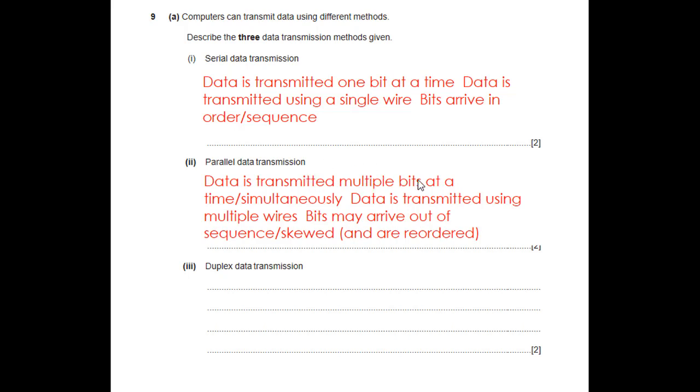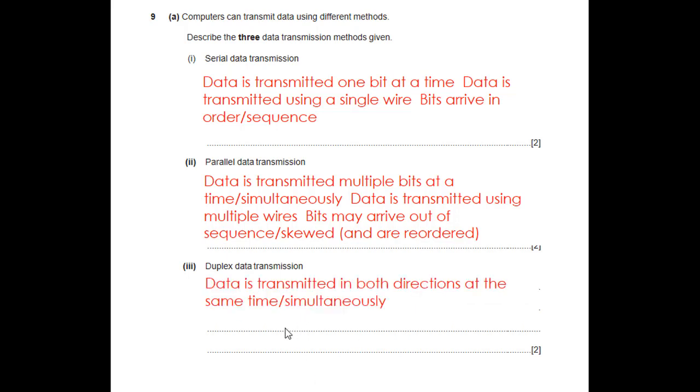With parallel, it's multiple bits at the same time, going through multiple wires, or multiple channels if it's going wirelessly. And the bits might arrive out of sequence, which means they've been skewed. If they're not reordered on delivery, the data can get corrupted or appear wrong. Like the binary code for an A could suddenly become an H if it doesn't arrive in the correct order. So your Word document would have misspelt words or wrong information in there.